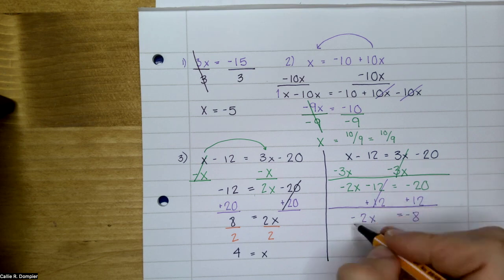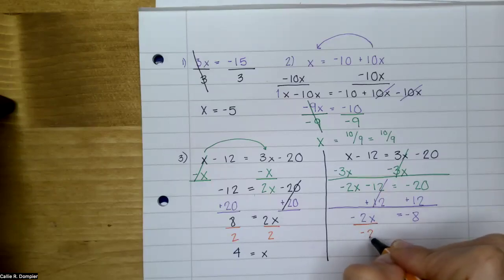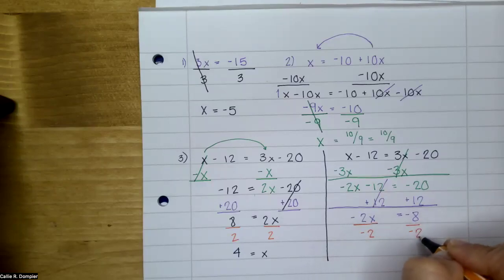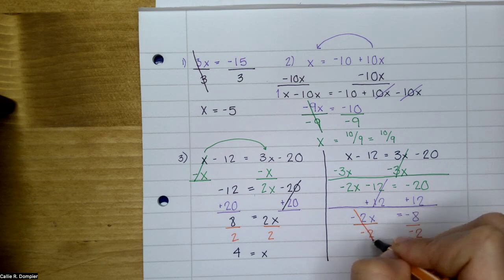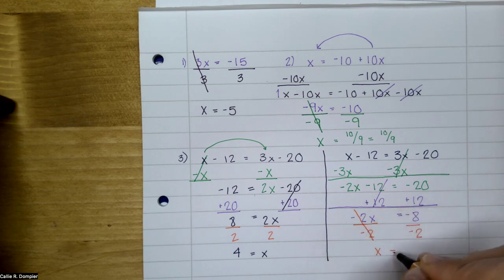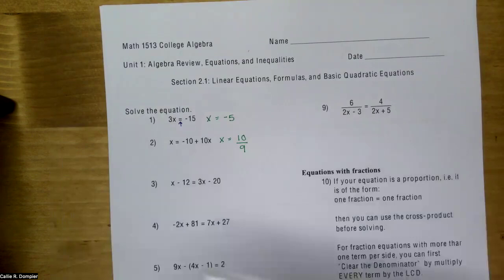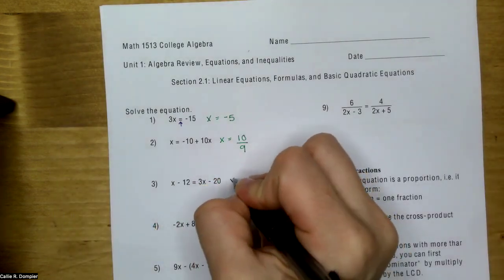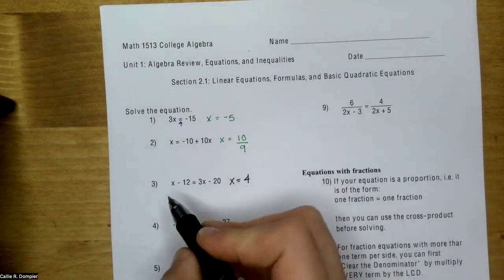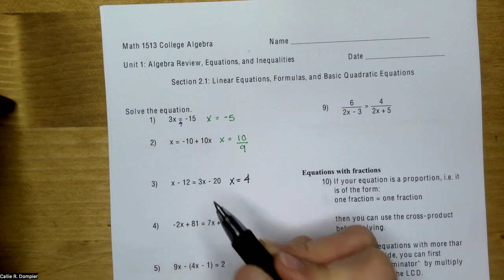X is being multiplied by -2, so I'm going to divide it by -2. The negative divided by the negative cancels, and I just get x equals -8 divided by -2 is a positive 4. So you get the same answer whichever direction you move it. It is up to you. Good? So for number 3, x equals 4. 4 minus 12 is the same as 3 times 4 minus 20.